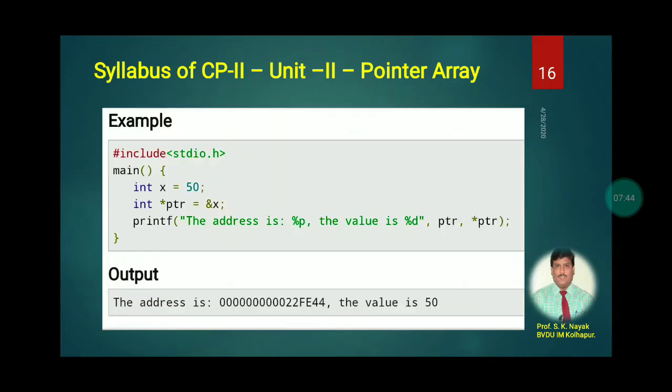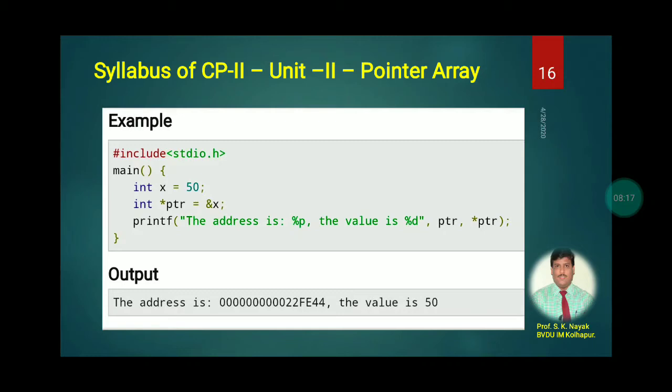Next you will have an example. See here the example of what we have discussed. You will find the complete information through this particular program. It has include stdio.h. This is a simple C program. Within the main function we are declaring a variable x which is integer type and assigning the value 50 to that x. It's a basic primitive variable we have, integer type.